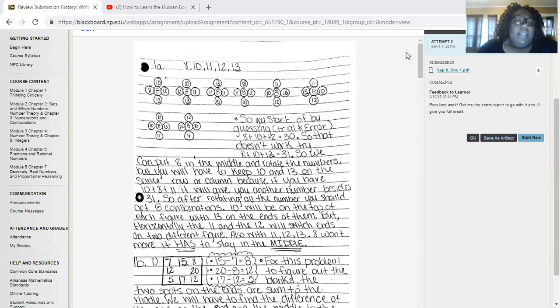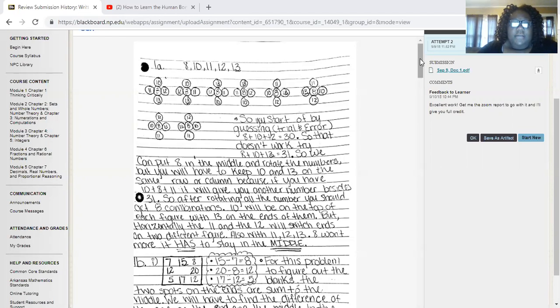So we can put 8 in the middle and rotate the numbers, but you will have to keep 10 and 13 on the same row or column, because if you have 10, 8, and 11, it will not give you another number besides 31. So after rotating all of the numbers, you should get 8 combinations. 10 will be on the top of each figure with 13 on the ends of them, but horizontally, the 11 and the 12 will switch ends on 2 different figures. Also with 11, 12, and 13, 8 won't move, it has to stay in the middle.